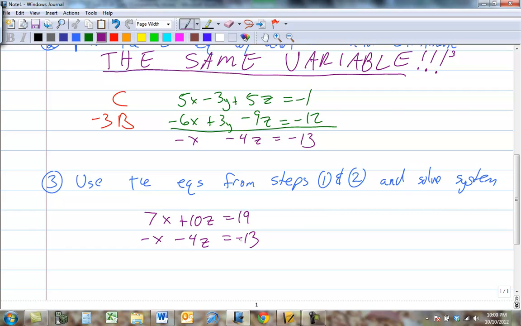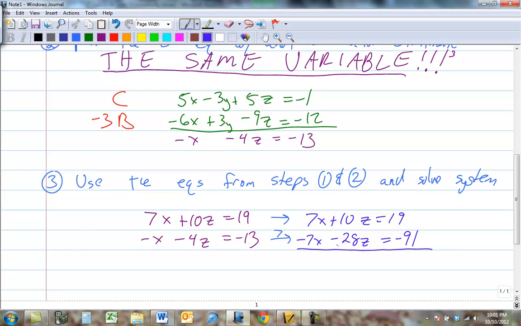Now, I have two equations, each with two variables, so I can solve this system. I'm going to eliminate, what do you think I ought to eliminate? I'm going to eliminate x's, right? And in order to do that, I got to multiply the bottom by 7. Tell you what, go ahead and solve it yourself. Let's see if we agree. What is it? Negative 91, I believe.